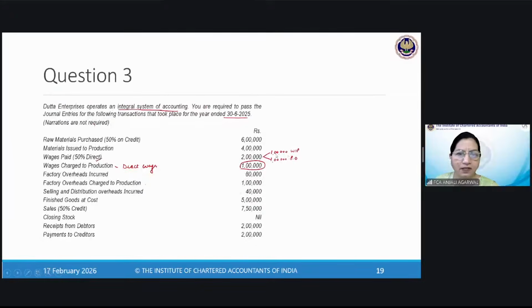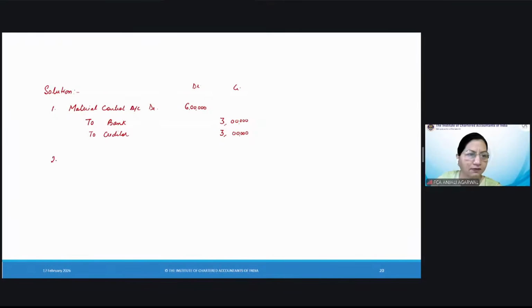Second entry, material issued to production. What will be the journal entry? Work in progress debit to material control account or stores account, 4 lakh. So there was raw material of 6 lakh, out of which 4 lakh has been moved to the production on the factory floor.